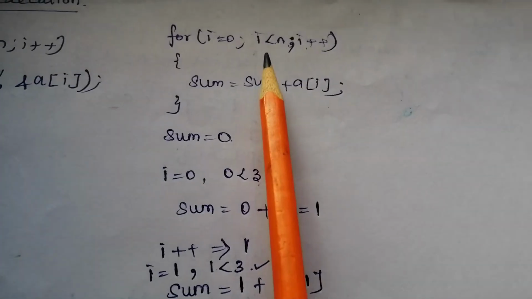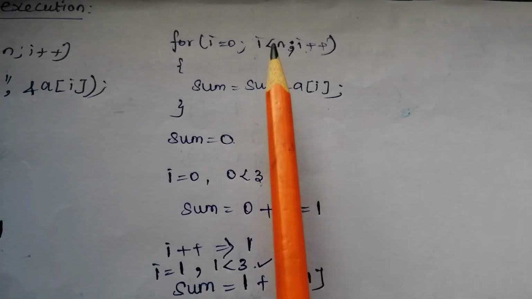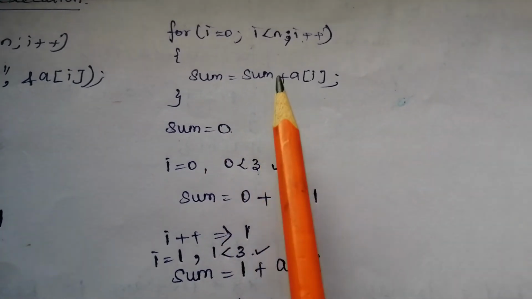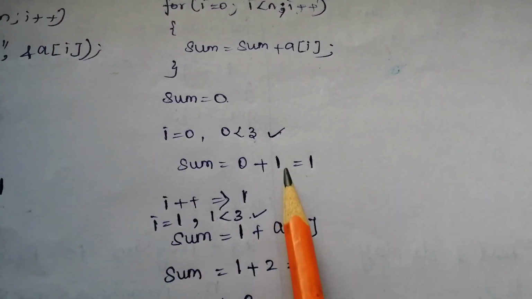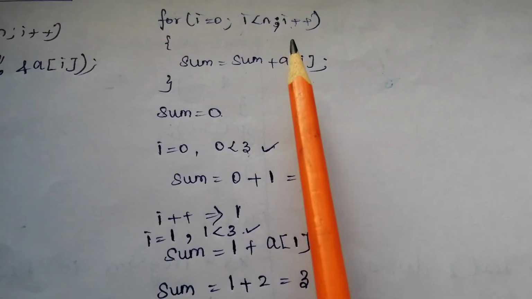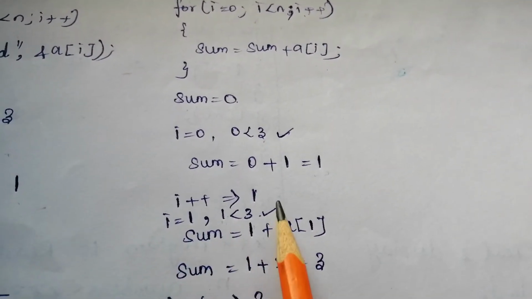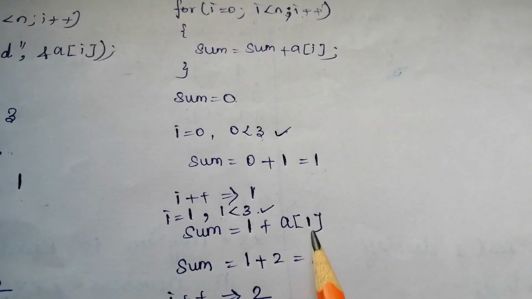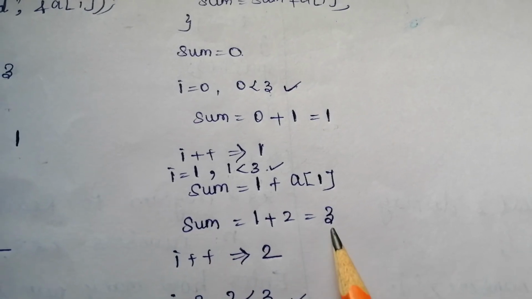So next we have to do the operations with the help of these stepwise executions. For the first iteration, i equal to 0, 0 is less than 3. Condition true, so the control comes here. Sum value will be 0, so 0 plus a of 0 which is 1, 0 plus 1 is 1. Now the sum value will be 1. Next i value will get incremented by 1. Now i value will be 1. 1 is less than 3, condition true. So the latest sum value is 1. 1 plus a of 1, 1 plus 2 which is equal to 3. Now sum value will be 3.